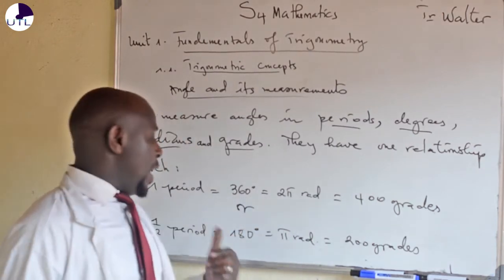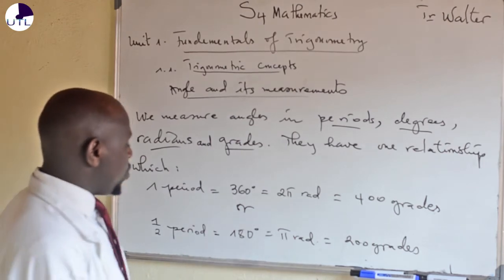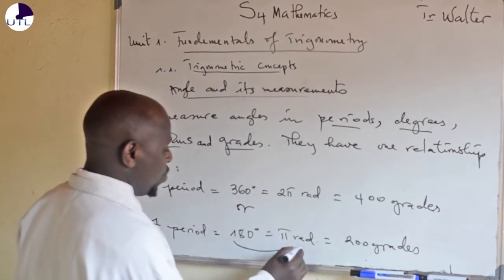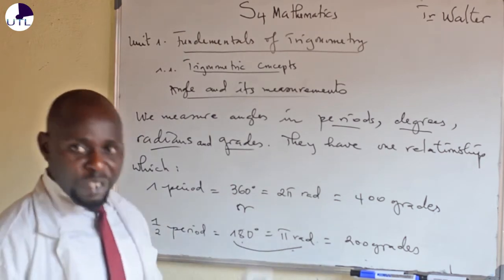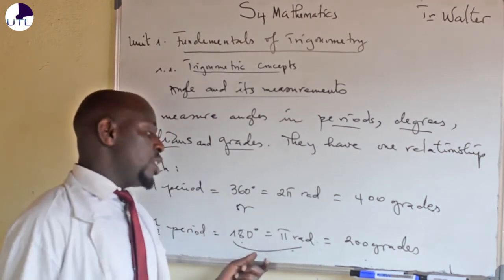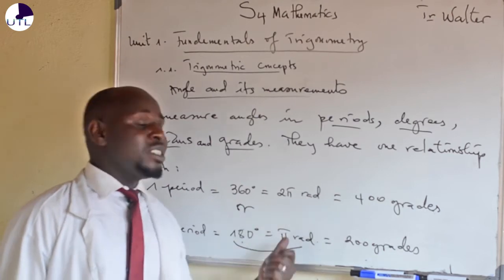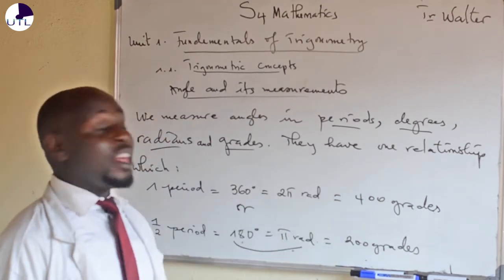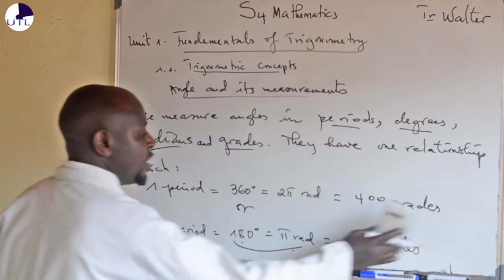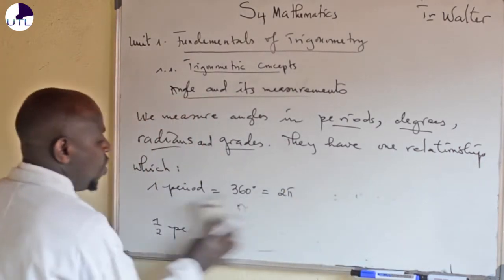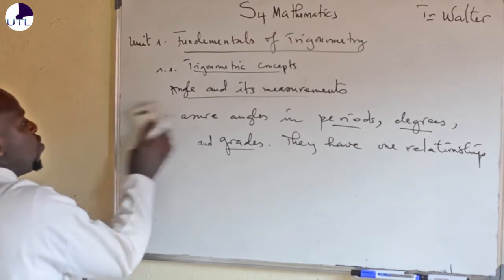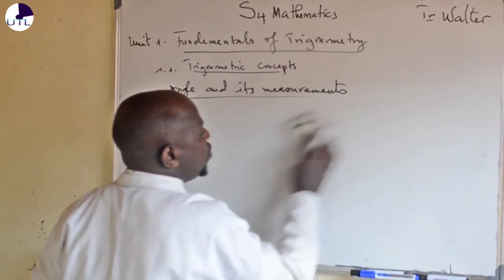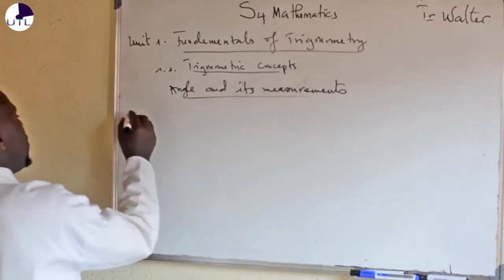Great. So ladies and gentlemen, we are going to see how we can convert from one unit to another. Most of the time we shall use these two, degrees and radians, because most of the time we measure angles in degrees and in radians, but it doesn't mean that we don't also have these other units. So ladies and gentlemen, let's see now how we can convert from degrees to radians, or also from radians to degrees.